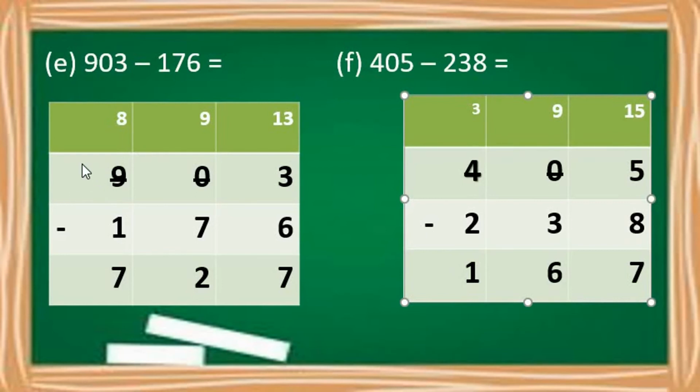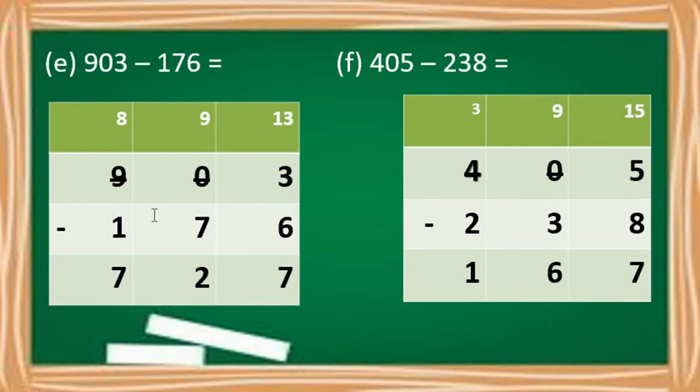Then now again I am explaining question number E. 903 minus 176. Got my point, all students? Then further, 903 minus 176. 3 minus 6. Is this possible? No, we cannot take out from 3 to 6. So we take the borrow. 10 plus 3, 13 minus 6. So how many, all students? 7.